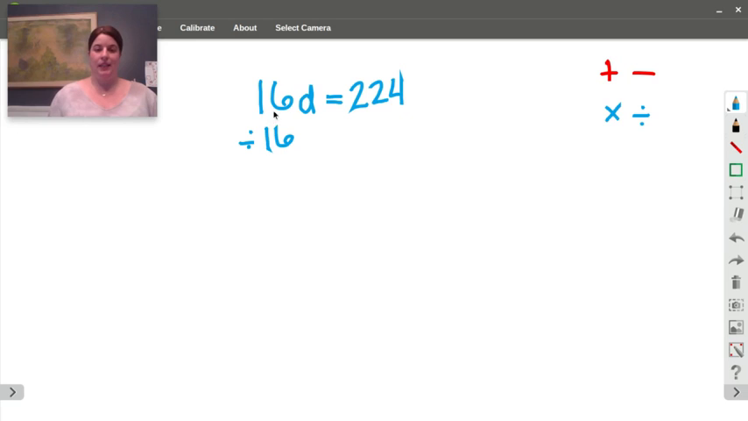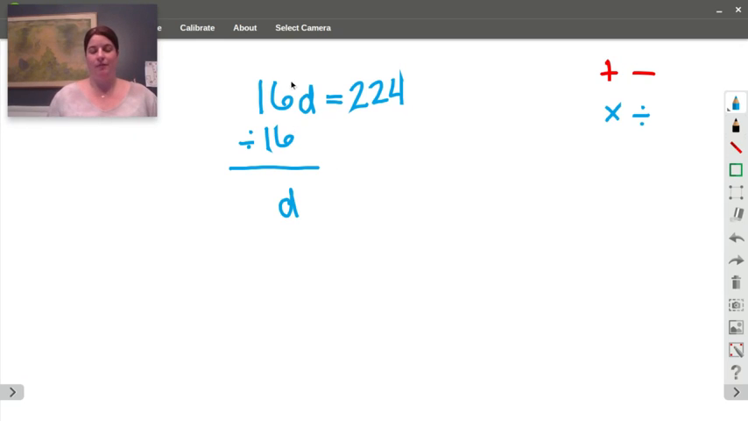So 16 times D divided by 16 just gives us D by itself. Because if you multiply a number by 16 and then divide it by 16, you end up with your original number again. You just kind of circle back to the beginning again.